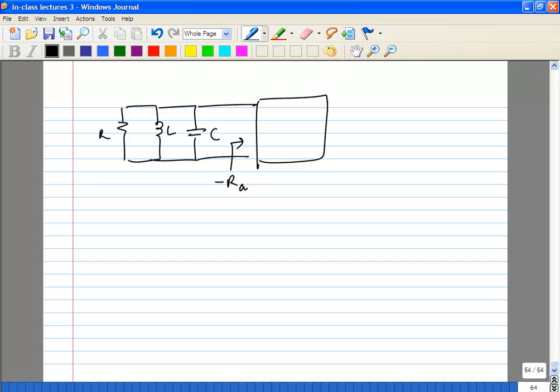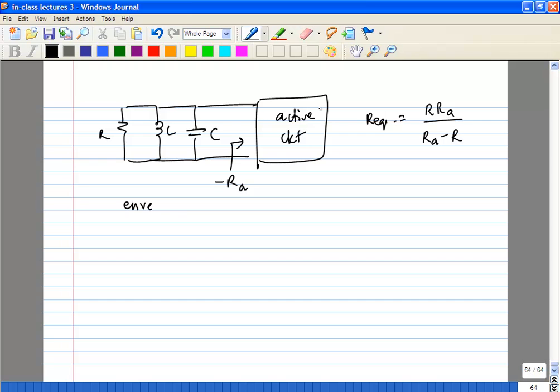So let's take the active circuit which has some input impedance minus RA. So again you can represent it as an RLC tank with some equivalent resistance across it. And the equivalent resistance is going to be R RA by RA minus R. Is that obvious to everyone?